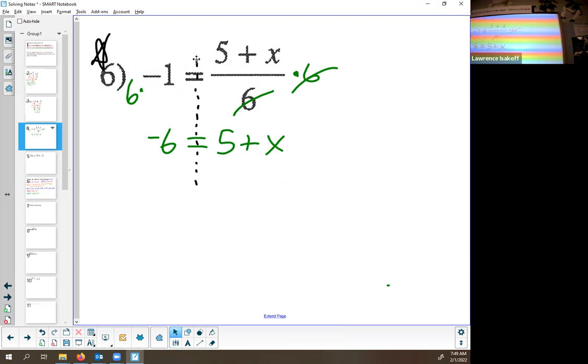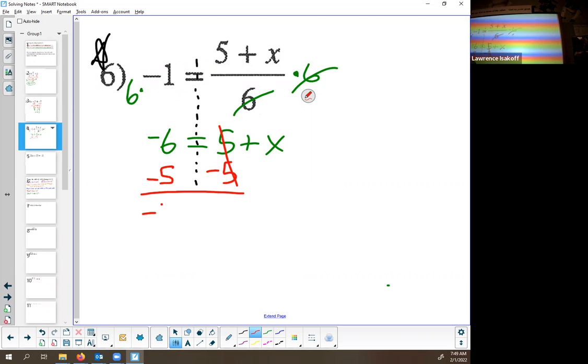Now that looks really easy to solve from there, right? What am I going to do to finish this up? How do I get rid of this 5? Good, there's no sign in front, so that means it's positive. So yeah, we're subtracting it. So subtract 5 from both sides, and we get -11 is equal to x.